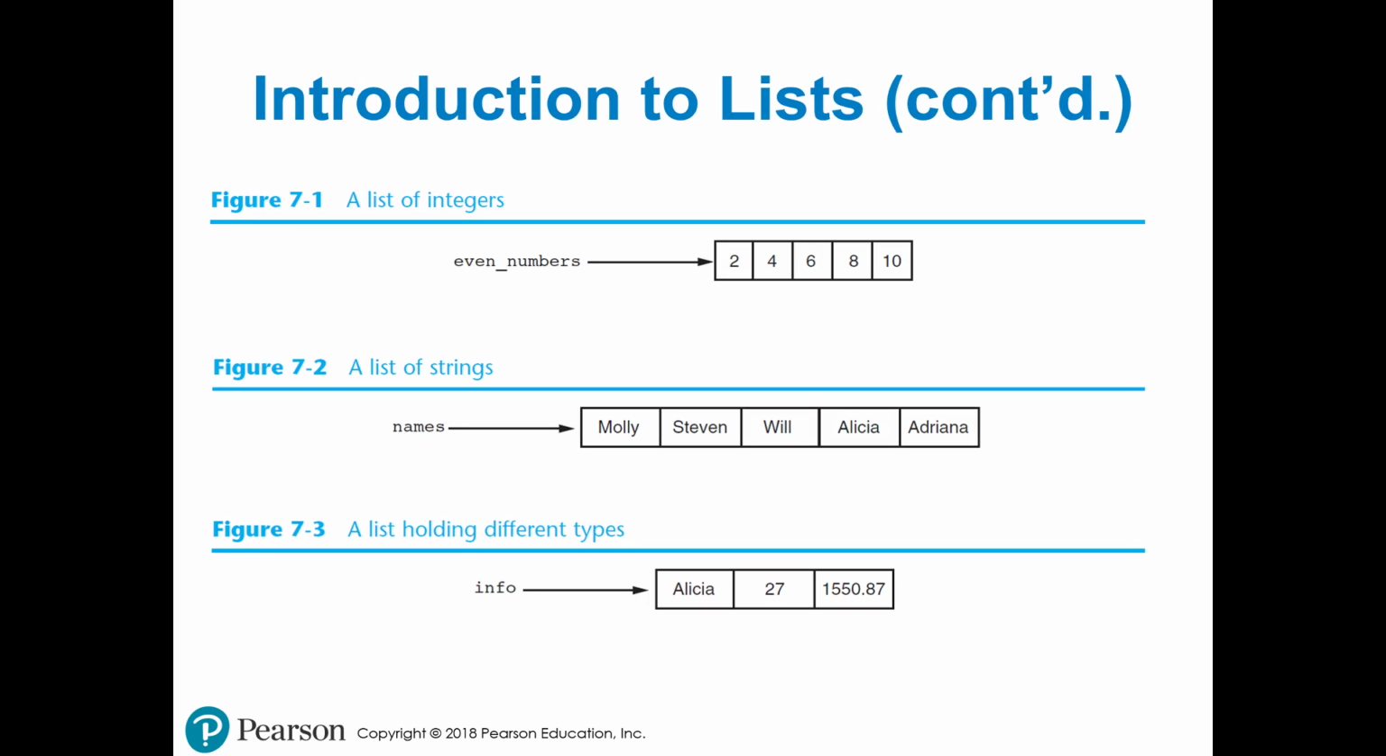So here's an example. We can have a list of integers, maybe just even integers, so we have 2, 4, 6, 10. We could also have a list of strings, or we could have a list that holds mixed types. If you look at this bottom list, it holds strings, it holds integers, it holds floats. So we can mix the types in the list. It doesn't have to be a single type.